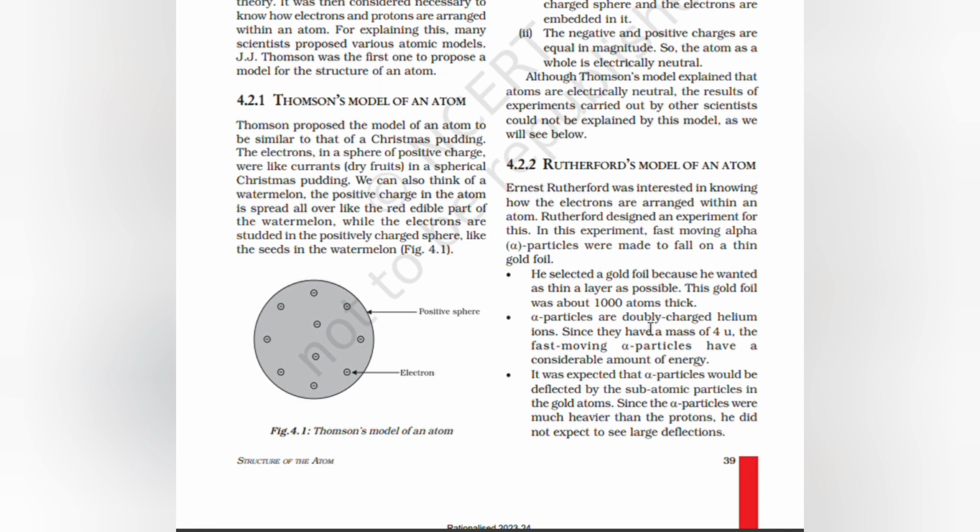Alpha particles are doubly charged helium ions. Since they have a mass of 4 units, the fast-moving alpha particles have a considerable amount of energy. It was expected that alpha particles would be deflected by the subatomic particles in the gold atoms. Since the alpha particles were much heavier than the protons, he did not expect to see large deflections.